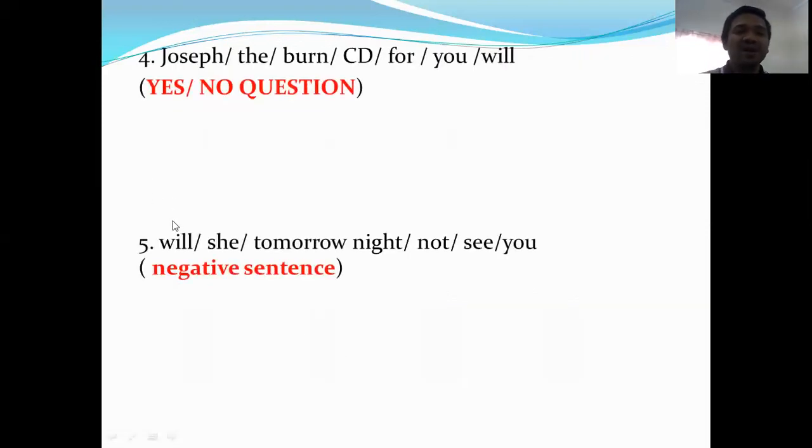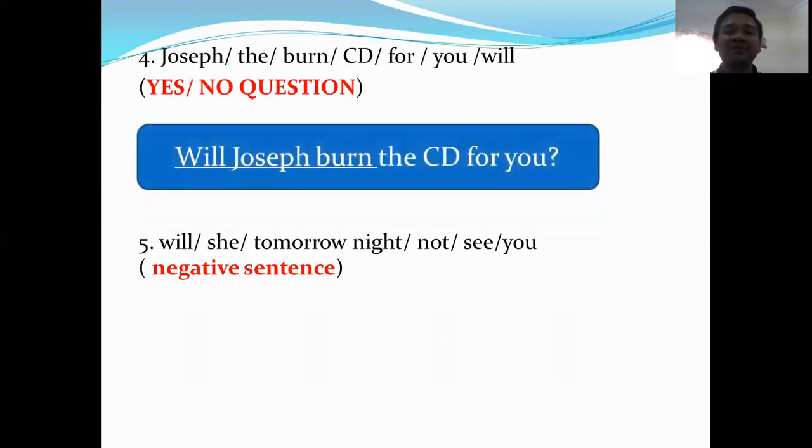Number four: Joseph, the, burn, city, for, you, and will. Make your yes or no question. So you are going to say, will Joseph burn the city for you? Will Joseph burn the city for you? Yes, he will. No, he will not.